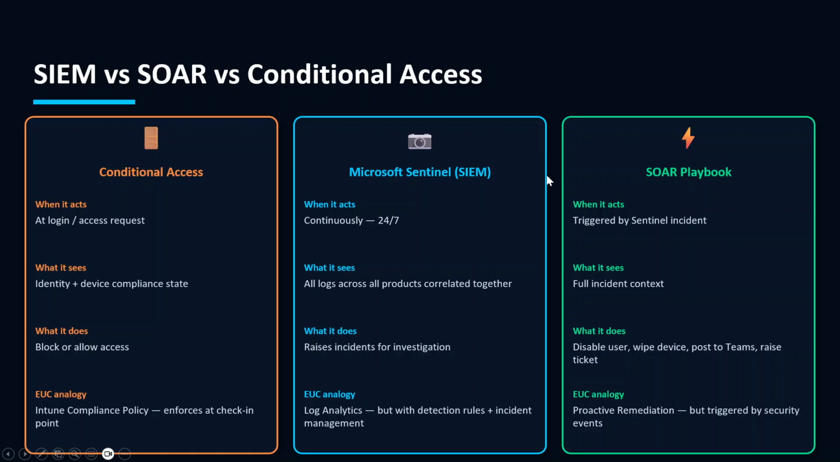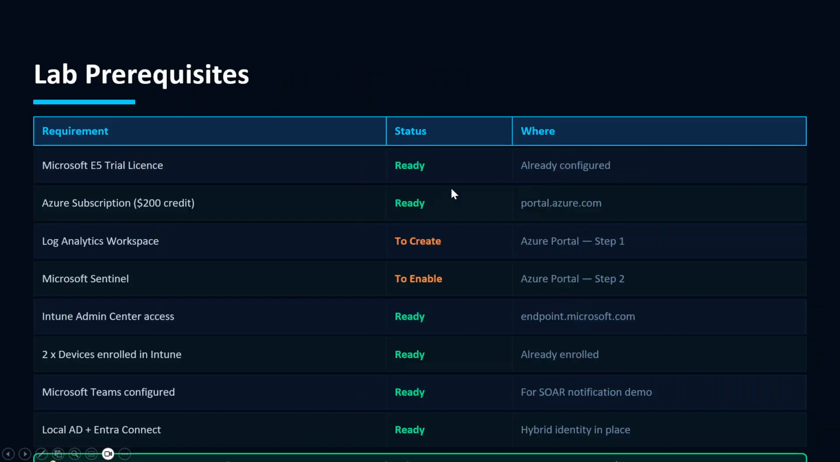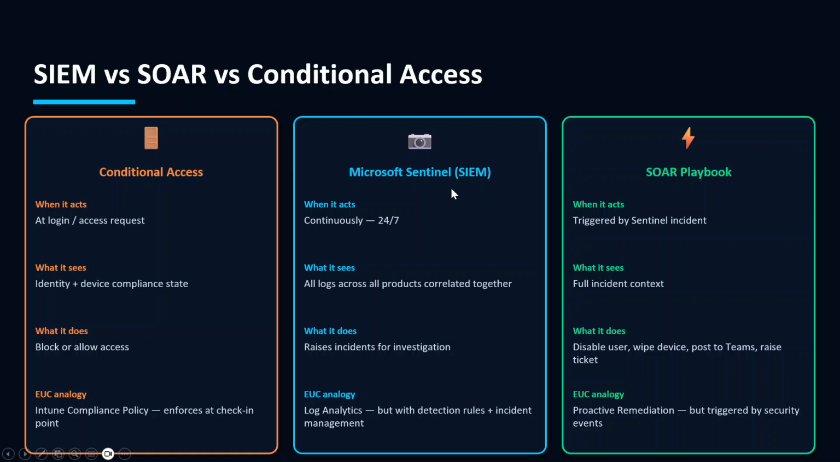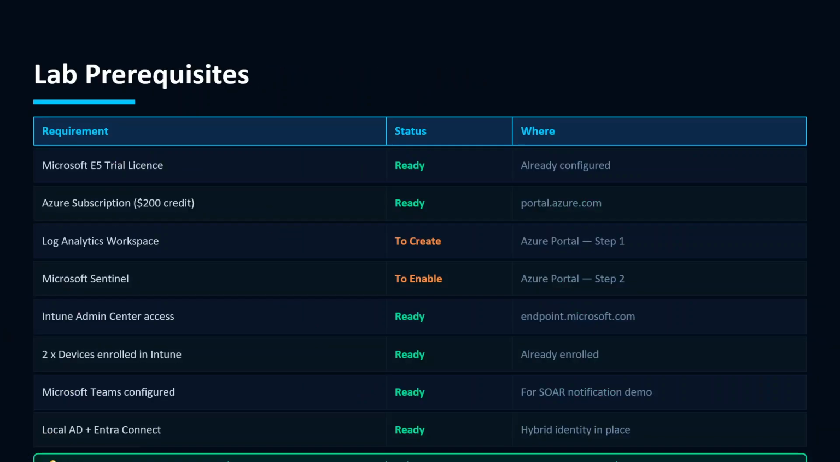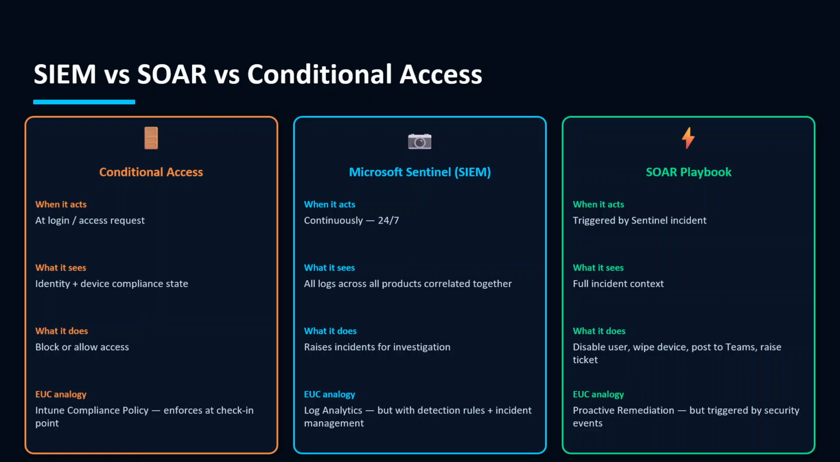Okay, so SIEM plus SOAR plus conditional access policy, right? Let's understand. I think I already gave you the basic overview of the differences, but let's reiterate it so that you get more idea on this. Most of the admins I ask say, if the conditional access policy already blocks the non-compliant device and the risky user, then why do we need Sentinel or SOAR?